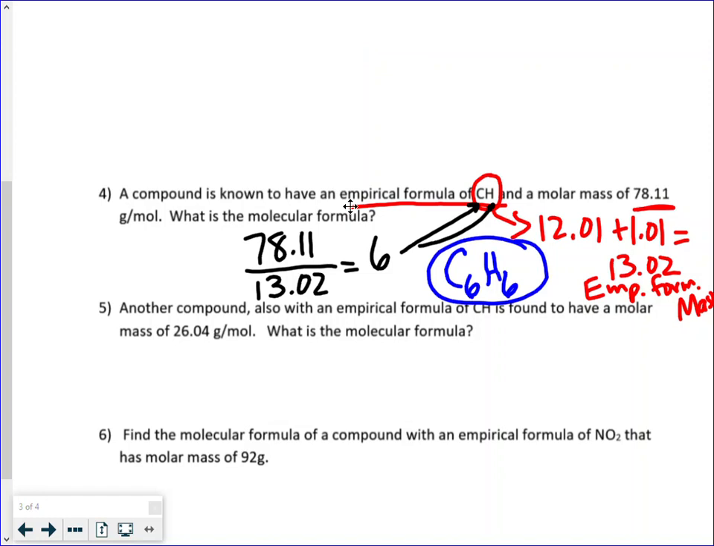So these problems, they skip all the percentage stuff at the beginning. You just get to do the ending part where you do the empirical formula mass, and then you divide and get your multiplying factor, and then you multiply the subscripts. So some of them are like that. Some of them, they give you the percentages, and you got to do all the steps. So keep that in mind.